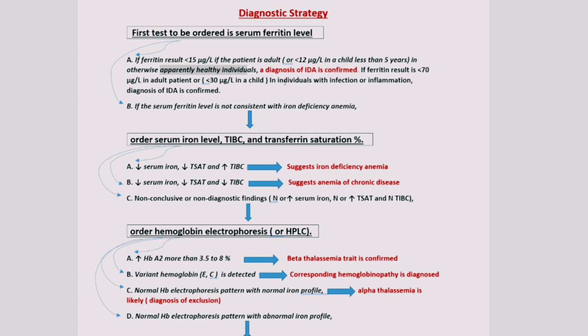However, if this individual has infection, inflammation, cancer, or an acute phase condition, a serum ferritin level less than 70 in adults and less than 30 in children indicates iron deficiency anemia.